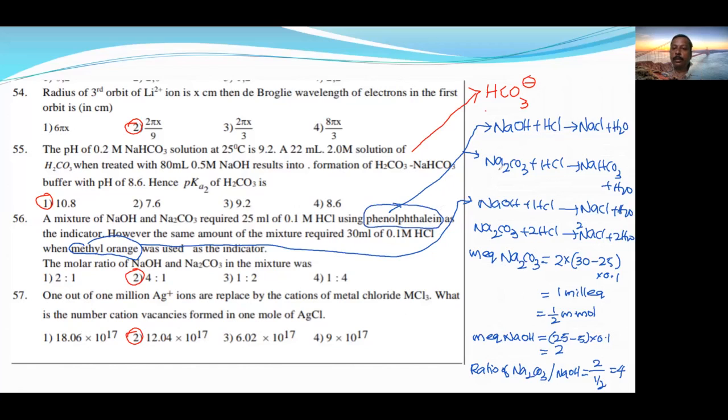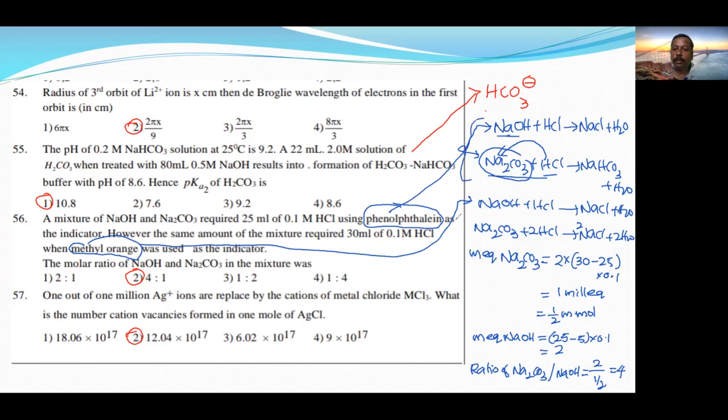Phenolphthalein can work only up to half neutralization, the first equivalence point of Na2CO3. When Na2CO3 is reacted with HCl, only one hydrogen will replace the sodium. Till that time only phenolphthalein works. Here milliequivalents of NaOH are equal to millimoles. But for Na2CO3 it is not like that. Half will be only, because half of the sodium is replaced. So when you use phenolphthalein, only these two reactions take place.